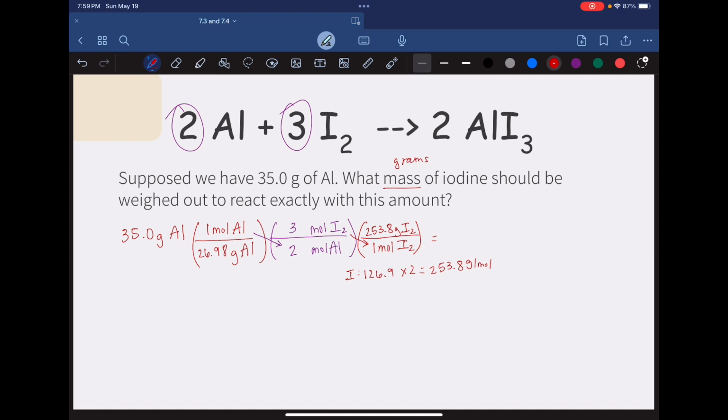To make sure I actually set this up correctly, I'm going to go through and cross out my units. So whatever I see at the top and at the bottom, they can cancel, like grams of aluminum, moles of iodine. So I know my answer is going to be in grams of iodine. Now the hardest part after this is figuring out how to put this into the wonderful calculator. So if you're not really comfortable doing math with fractions, you can just type it exactly how you see it.